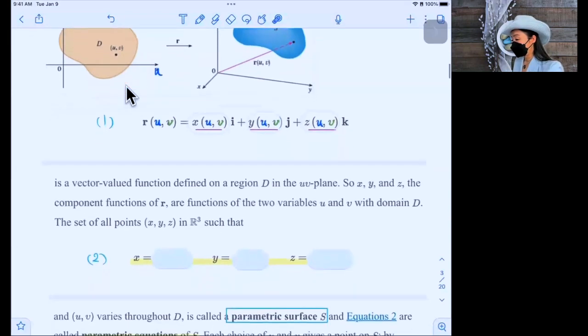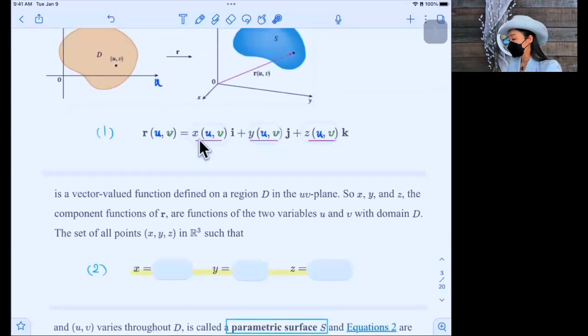So each component function is a function of these two variables, u and v. The domain over here will be the D over here, okay? And then the set of all those points here, such that x equal to what, y equal to what, z equal to what, will be this surface over here, this parametric surface right here, okay?